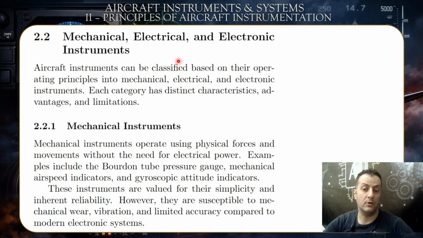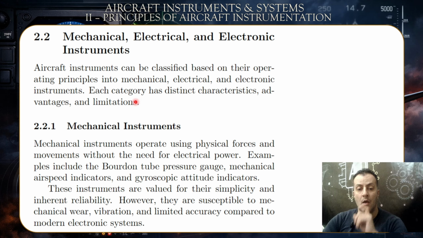2.2 Mechanical, electrical, and electronic instruments. Aircraft instruments can be classified based on their operating principles into mechanical, electrical, and electronic instruments, but they are distinct. They are completely different, even between the electrical and the electronic. Each category has distinct characteristics, advantages, and limitations.